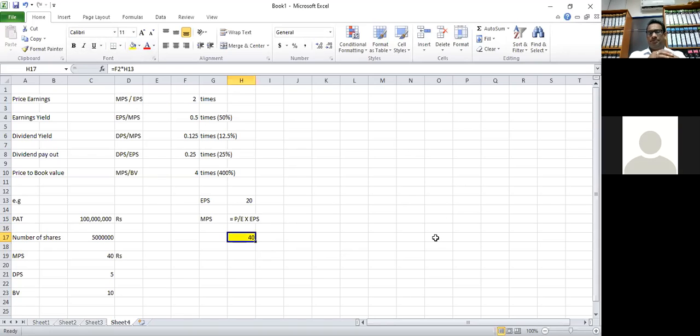Can you see? Everything is connected. All the calculations are interconnected. If you know the EPS and MPS, you can calculate the price earnings. If you know the price earnings and EPS, you can calculate the MPS. Everything is connected. Is this clear?